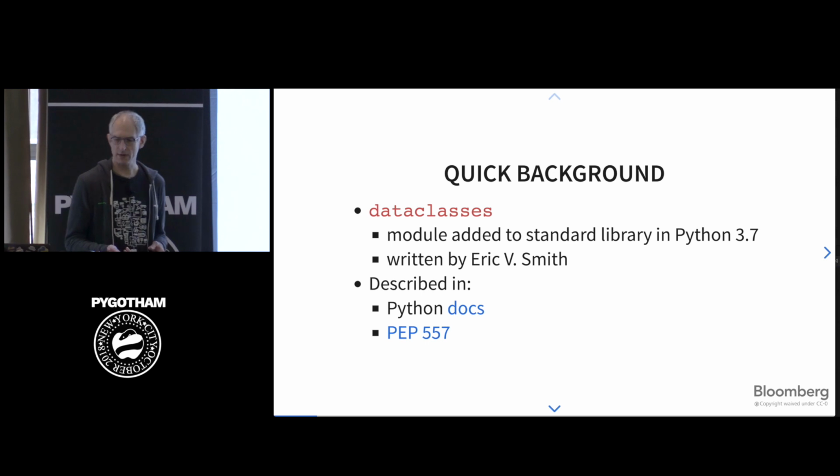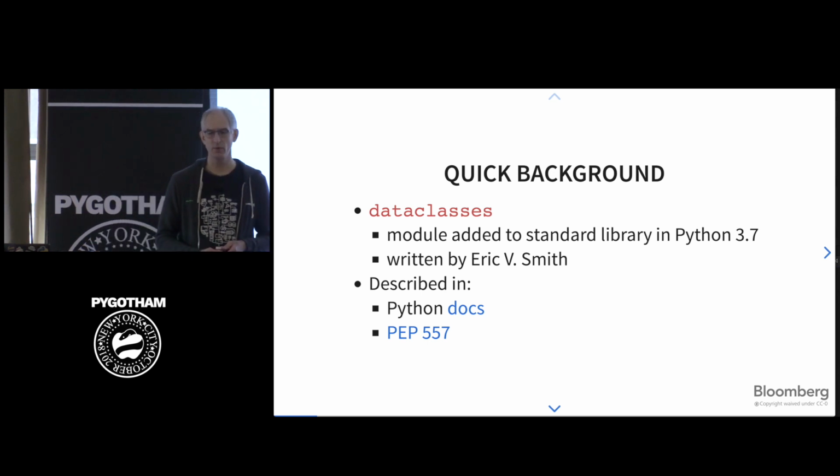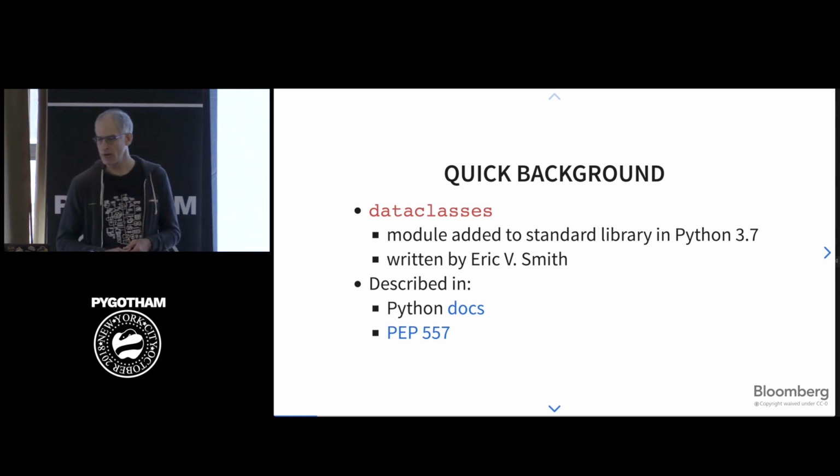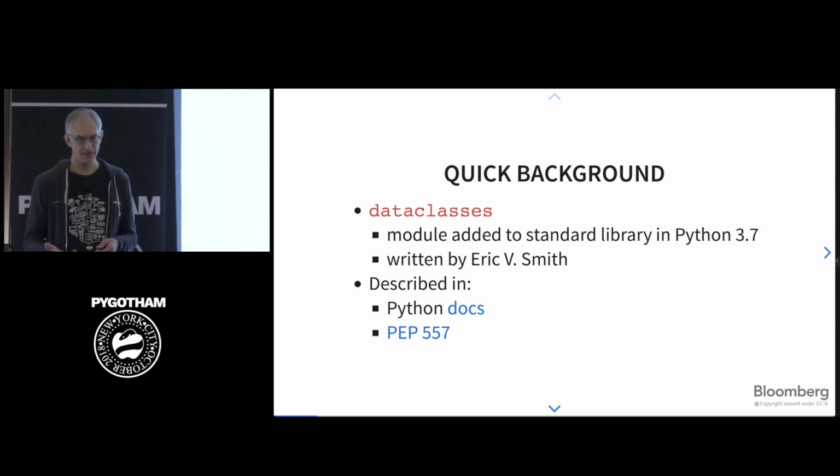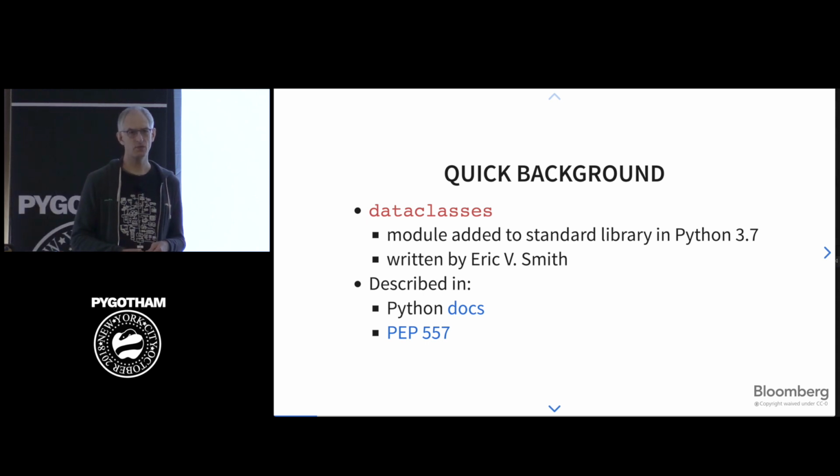So a quick background. Data classes is a module. It was added to the standard library in Python 3.7. It was written by Eric Smith, and it's described in detail both in the Python documentation for 3.7 and in the PEP 557, which proposed the addition of data classes.